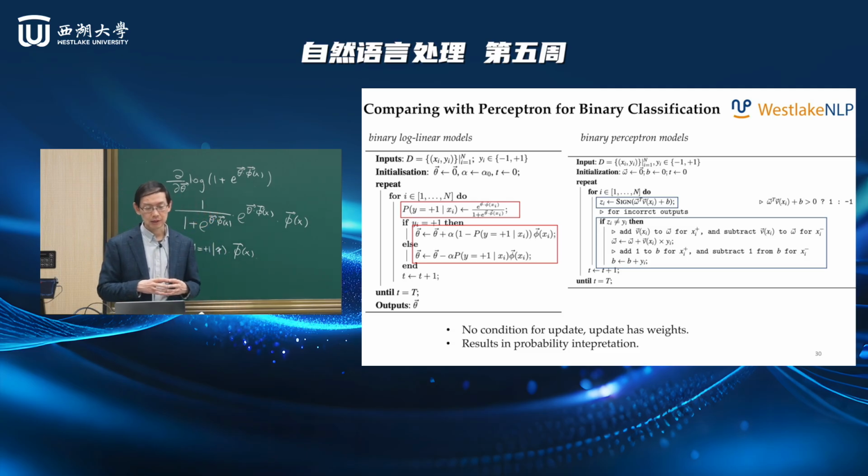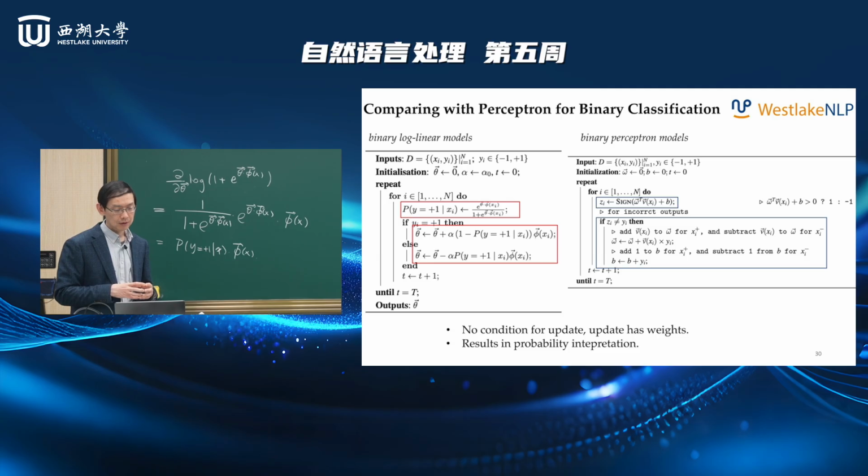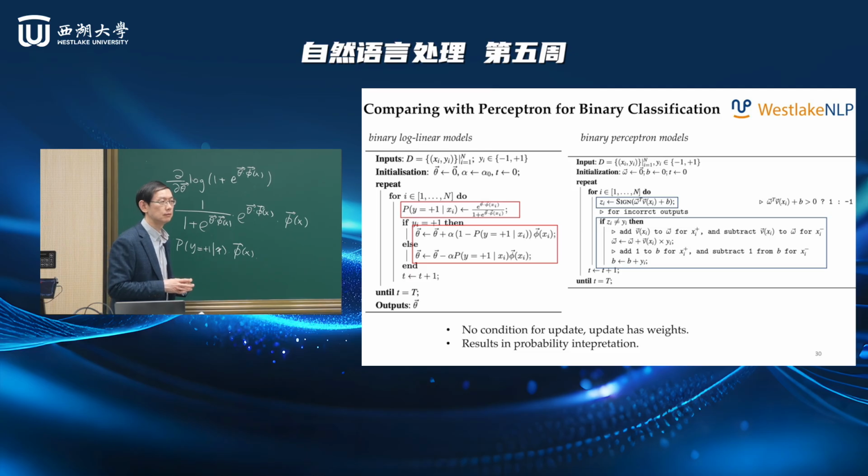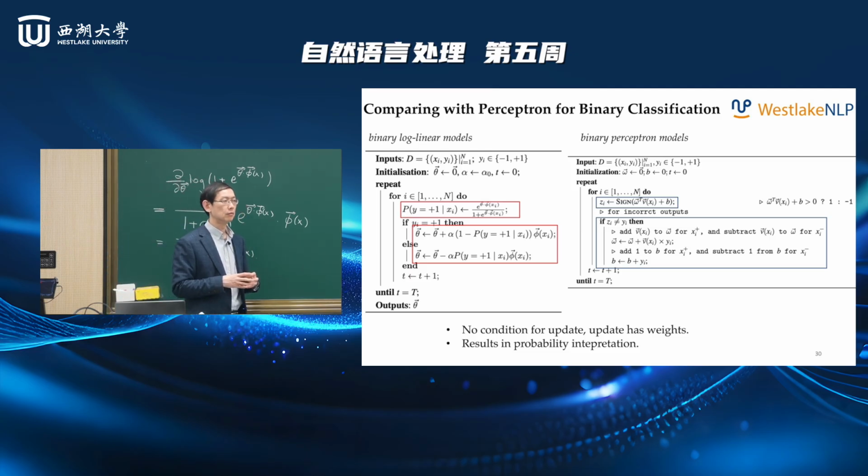How did perceptron train? I just put together logistic regression and perceptron for binary classification, and you will find that they are very similar. Both of them initialize the parameter vectors. Oh, wait. The perceptron initializes the parameters to all zeros.